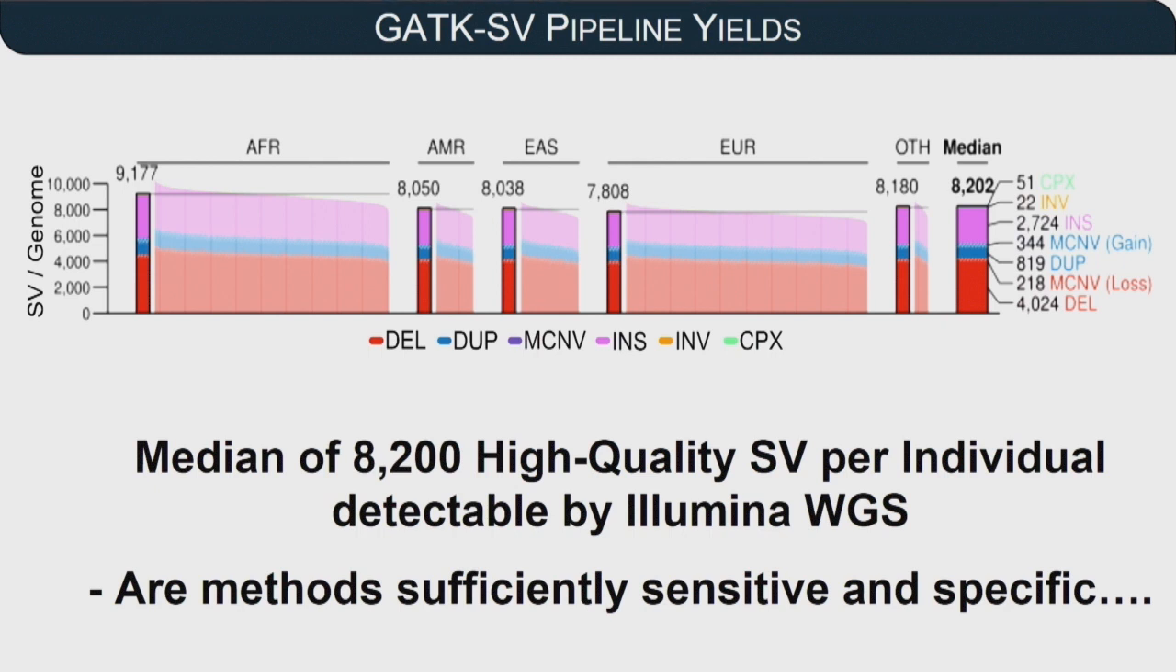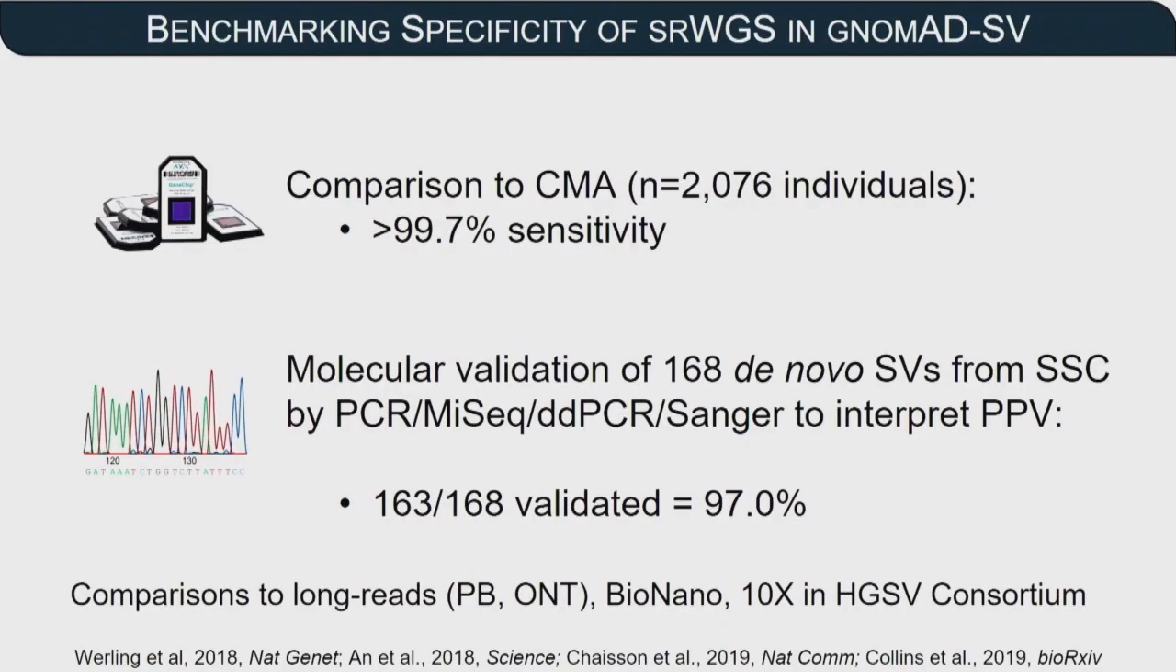And one of the questions that we had for this and our autism work is, as we generate these structural variant maps, are they sufficiently sensitive and sufficiently specific? And I think in the context of this session, we really need to frame that question in terms of short-read versus long-read. So for short-read sequencing, we compared to chromosomal microarray in 2,000 individuals, and we find 99.7% sensitivity.